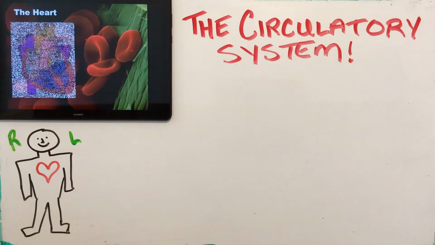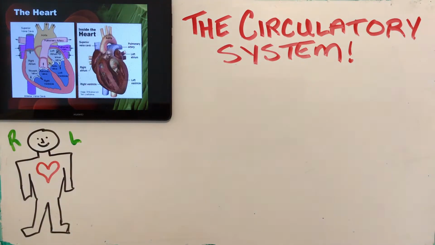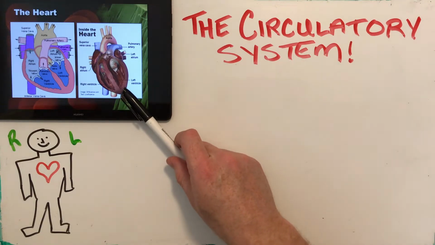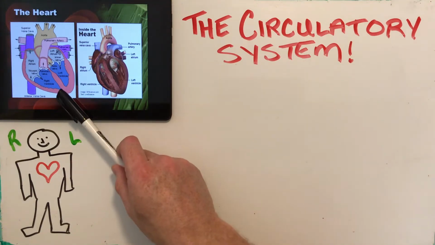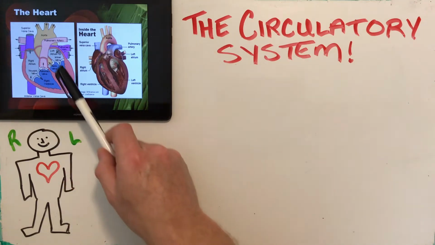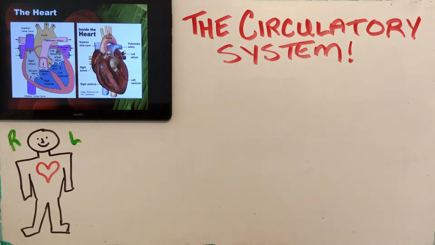So here are a couple of heart diagrams here. This one kind of shows it more anatomically correct. And this one shows it, this is obviously an artist picture here. And we can see the rooms a little bit better here. Now, if this is your first time really looking at the heart up close, it can be kind of confusing.